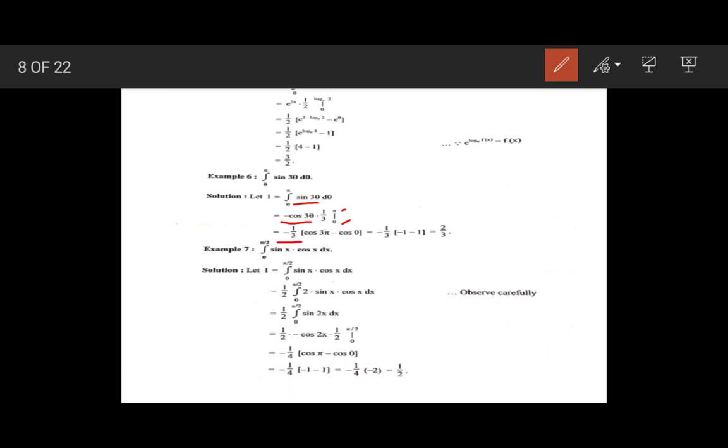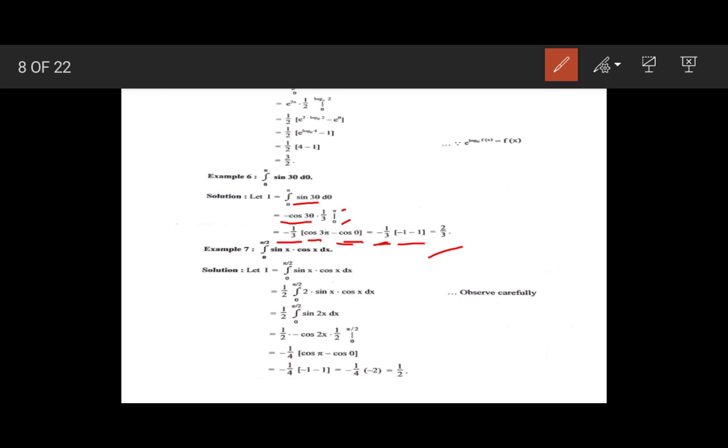So minus 1 upon 3 is a constant, so it will come outside the bracket. Then cos 3 pi minus cos 0. So cos 3 pi is minus 1. You can find it using a calculator. So cos 3 pi is minus 1 and cos 0 is 1. So we get minus 1 upon 3 into minus 1 minus 1. So that is equal to 2 upon 3.